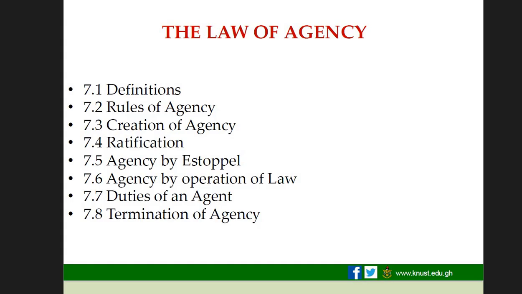We will look at rules of agency. We will also look at creation of agency. We will look at ratification. We will look at agency by estoppel. We will look at agency by operation of law. We will look at duties of an agent and termination of agency.